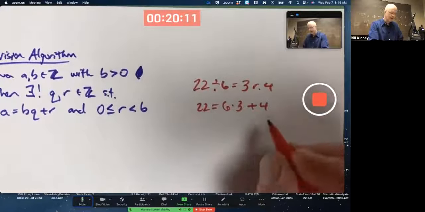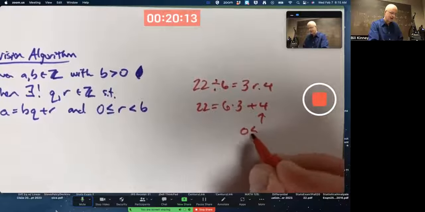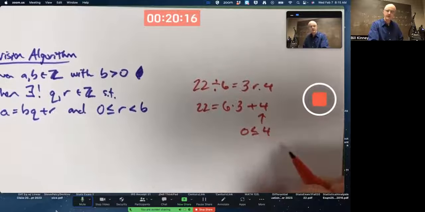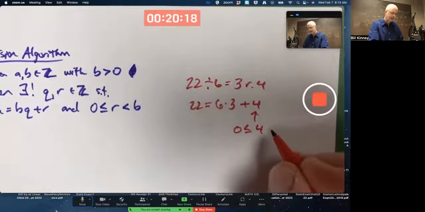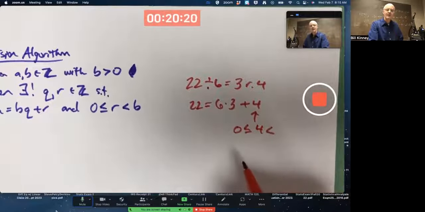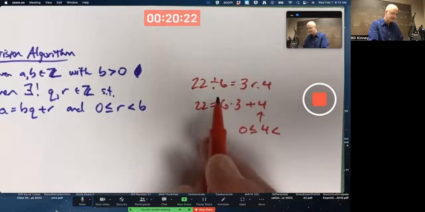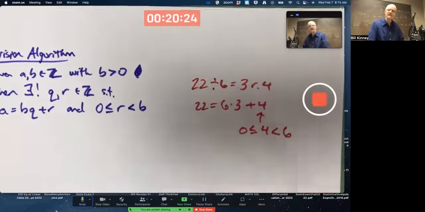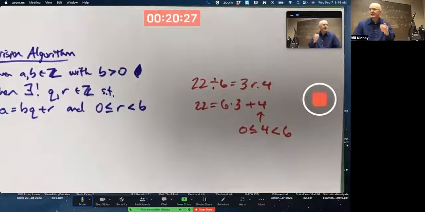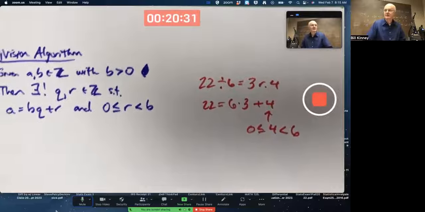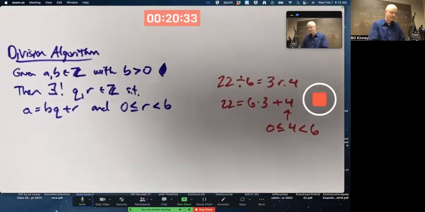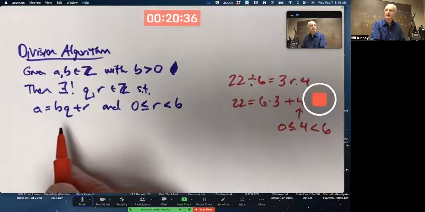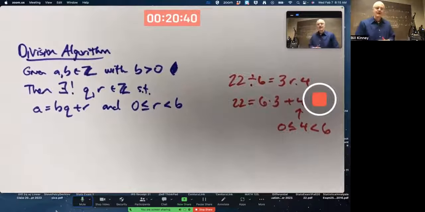And notice the remainder, 4, does satisfy the property that it's greater than or equal to 0. 0 is less than or equal to 4. And it's less than the b. What's the b? The b is 6. The b is the thing you're dividing by. You're essentially trying to describe a divided by b in this division algorithm without using division symbols, just dealing with addition and multiplication. How do you go about proving this?